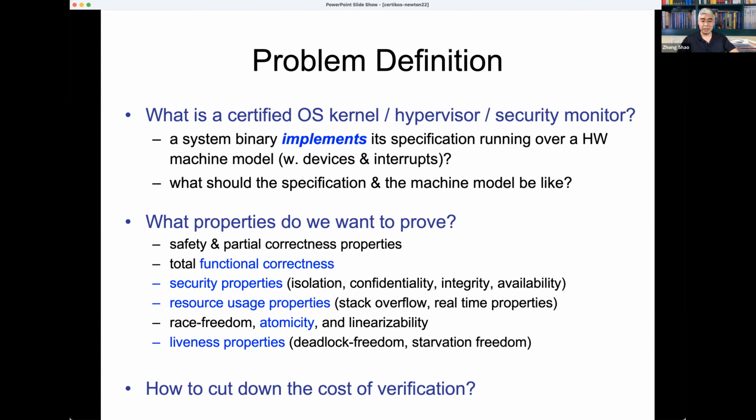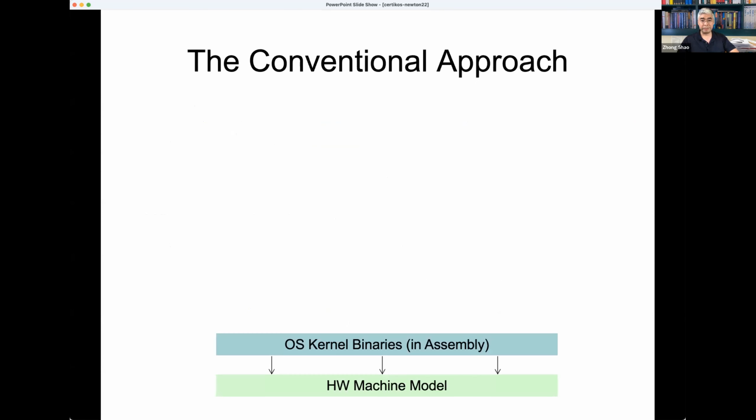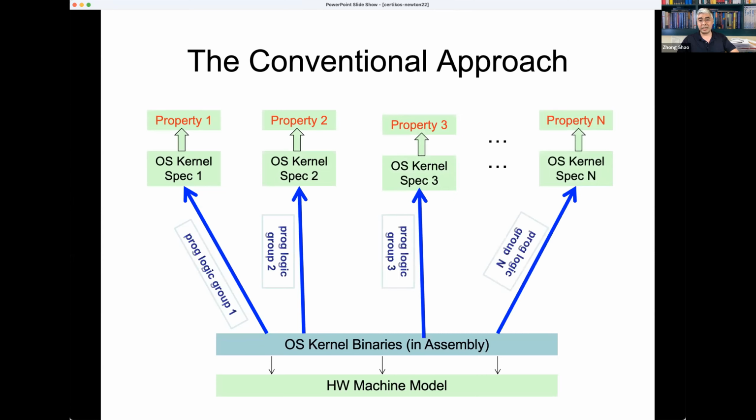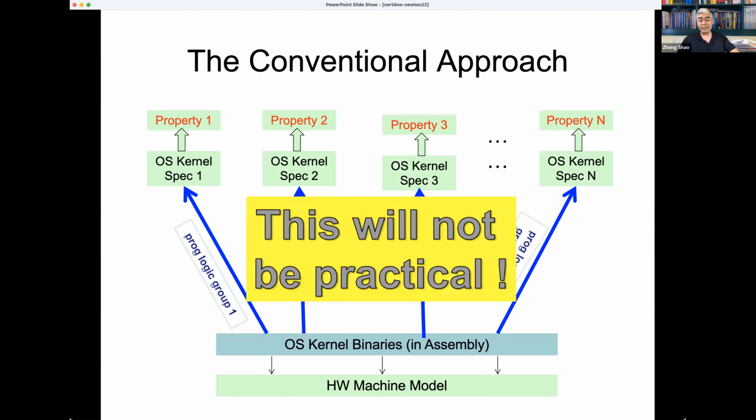On top of this, you want to cut down the cost of verification. The conventional approach would say, okay, if you want to prove safety, I develop one program logic and verify this kernel to support property one. And if I have another property like a security property, isolation property, or information flow property, I develop another program logic to verify this OS kernel spec too. That is not what we want, because I don't want to go through my kernel C and assembly multiple times for each property.